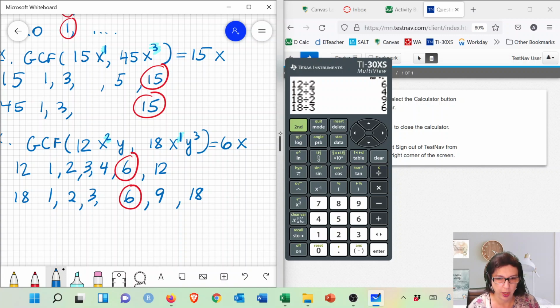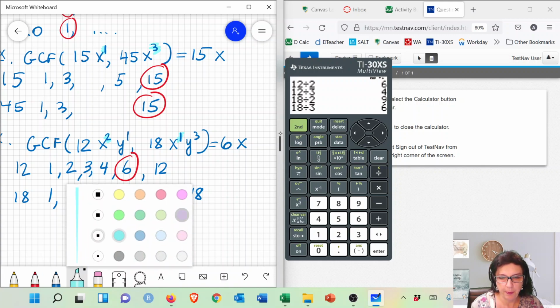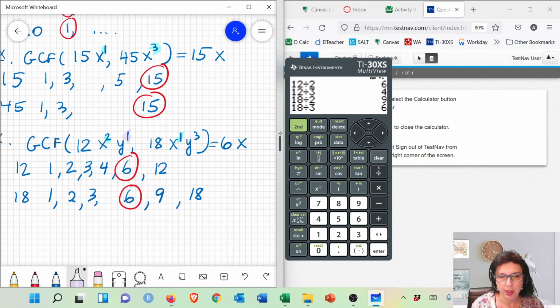Now let's deal with the y's. Now y doesn't have a power, but you can always stick a 1, right? And now you're going to compare 1 over here and 3 over here. And you take the smallest one of the two, and that would be 1. So that's 6xy. Okay, so that's how you find the GCF of mixes with numbers and variables, guys.